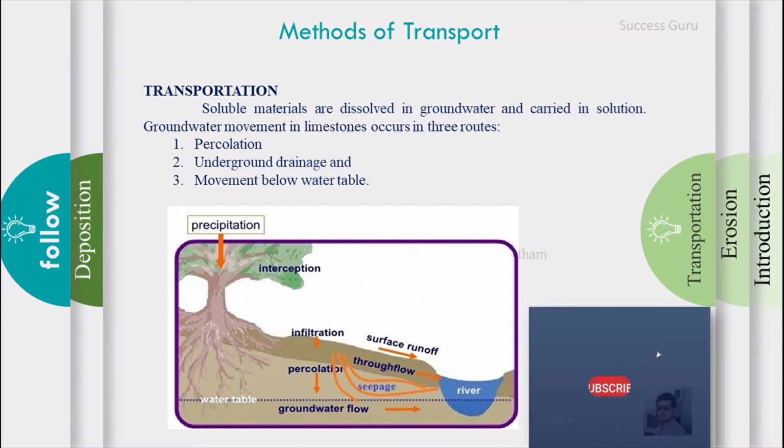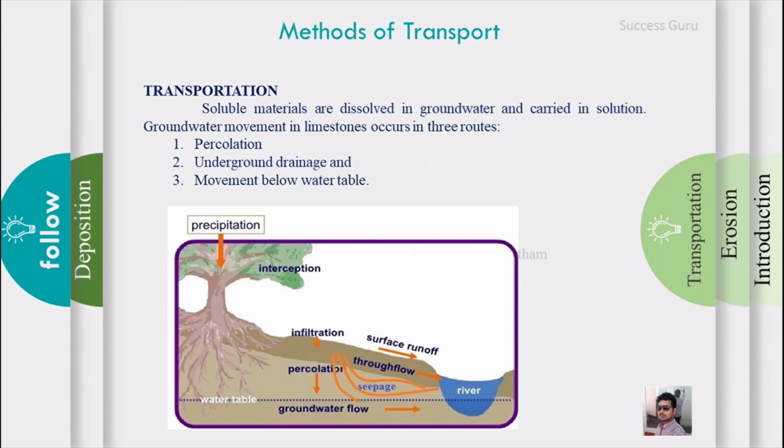So let us see the method of transportation. Actually, the soluble matter are dissolved in groundwater and carried in solution. The groundwater movement in limestone occurs in three routes. The first one is the percolation, that is the vertical movement of water from top to bottom.